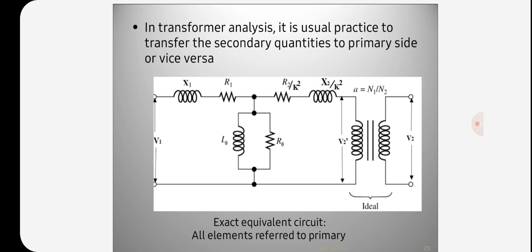The secondary side winding is referred to the primary side, that is R2 by K square and X2 by K square. So this is totally on the primary side.